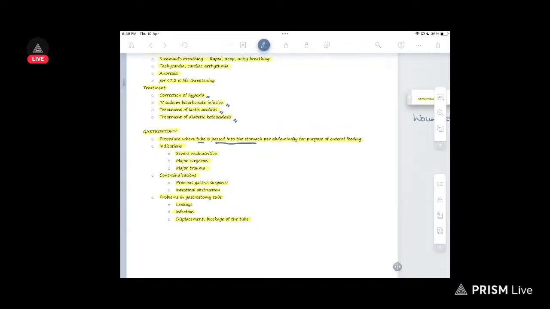Tube passed into stomach abdominally. Purpose of enteral feeding. Indicated in severe malnutrition, major surgeries, major trauma. Contraindicated in previous gastric surgeries and intestinal obstruction. Problems, you have leakage, infection and displacement, blockage of the tube.